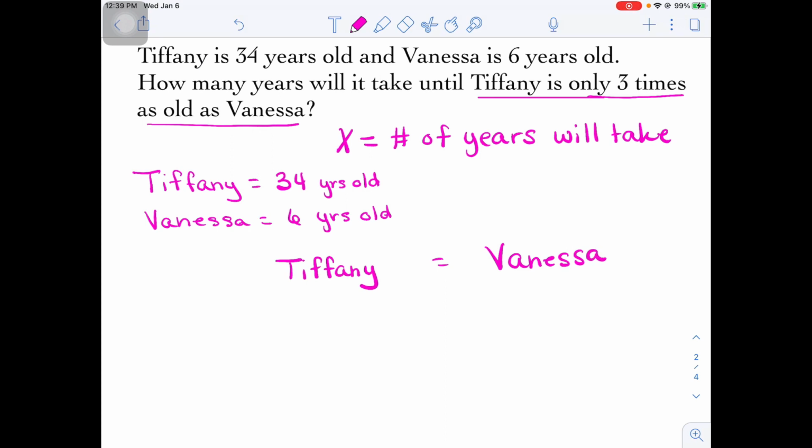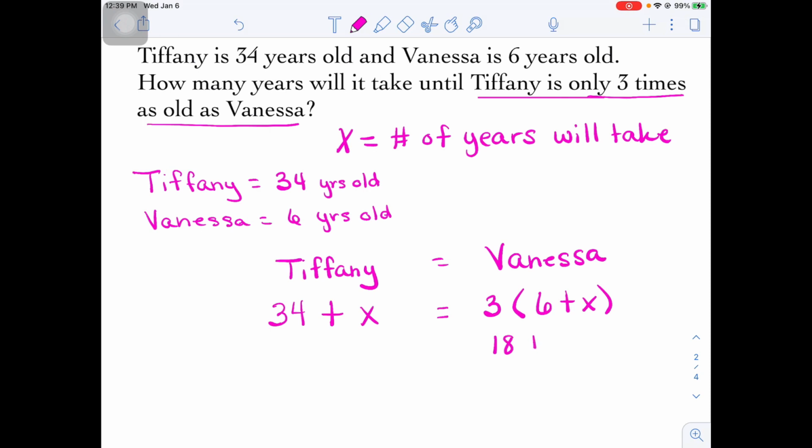All right, so right now, we know that we want to know the number of years. So if Tiffany is 34 now, we want to know how many years will it take. So plus how many years? We don't know. We're going to find that out. Until Tiffany, so Tiffany's over here, is, so we got Tiffany is what? 3 times as old as Vanessa. Well, Vanessa is 6, but as the years go, whatever years we find, they have to factor in too. So we have to say 6 plus x for Vanessa. Now that's our equation. Now we're going to solve it.